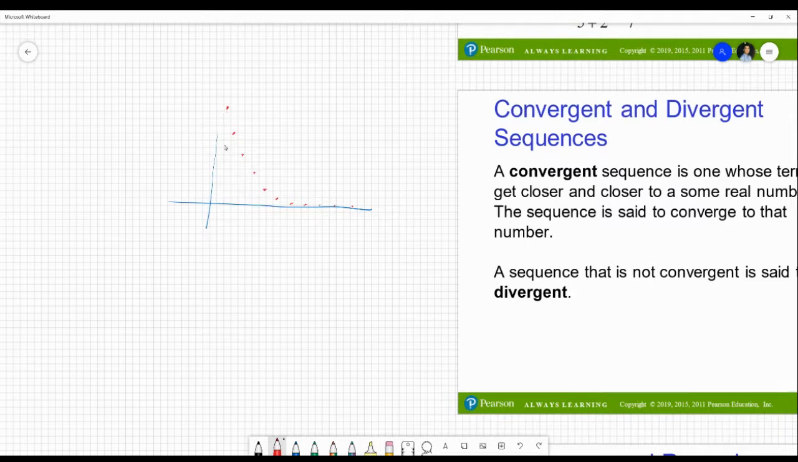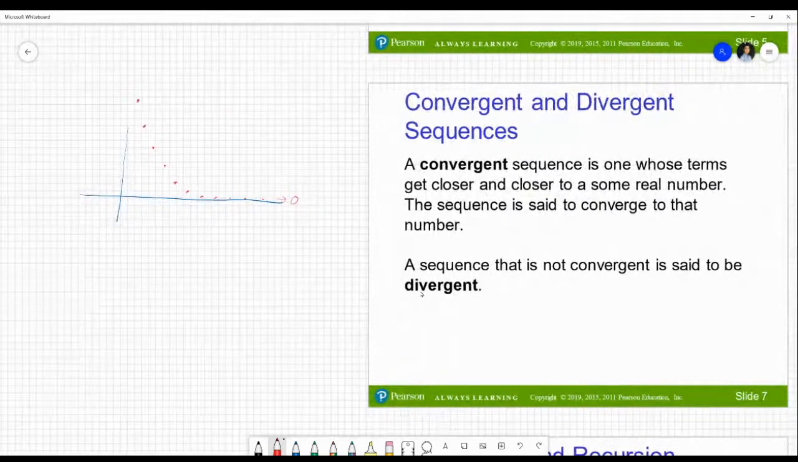All right, so you see here, this graph is converging to 0 because these term values, as n increases to infinity, are getting closer and closer and closer to 0. A sequence diverges if it goes to positive or negative infinity or oscillates. We're going to look at examples of this later.